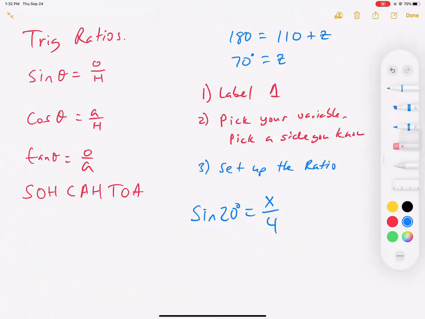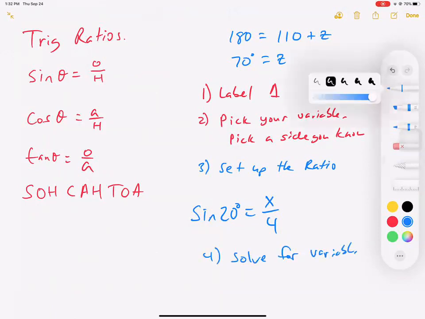So once you get good at this, this is actually pretty quick. This is an SAT skill that you need to be able to do for the SATs. Okay, this is also from geometry. Now that we set up our ratio, we solve for the variable.